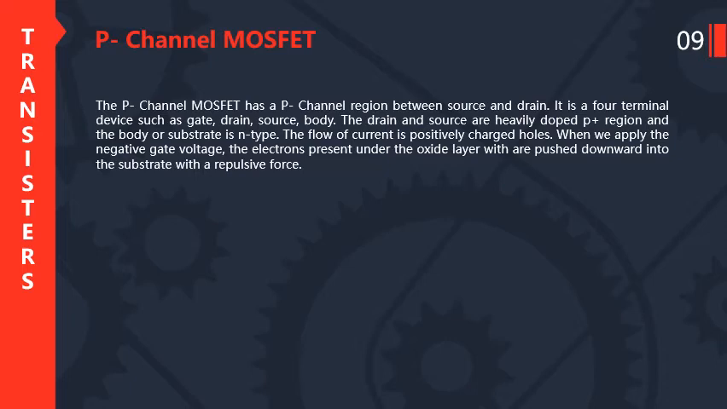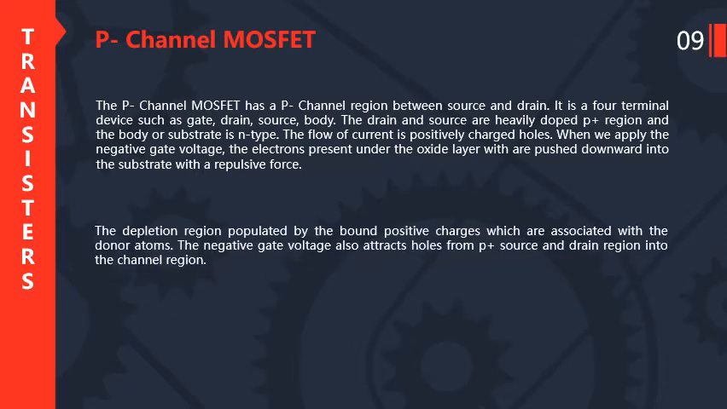When we apply the negative gate voltage, the electrons present under the oxide layer are pushed downward into the substrate with a repulsive force. The depletion region is populated by bound positive charges which are associated with the donor atoms. The negative gate voltage also attracts holes from P plus source and drain region into the channel region.